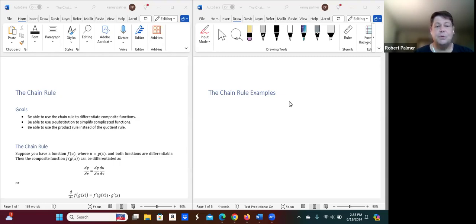This is what we use to help us take the derivative of complex functions, especially compound or composite functions. So our goal is to learn what the chain rule is and how to use it. We'll also use something called u substitution, which will help us simplify complicated functions and write them in a way that's often easier to understand. And we'll also learn how we can use the product rule instead of the quotient rule by using the chain rule to help us out.